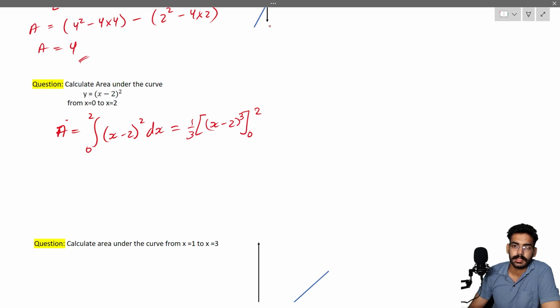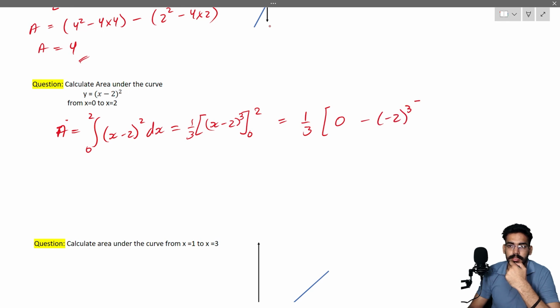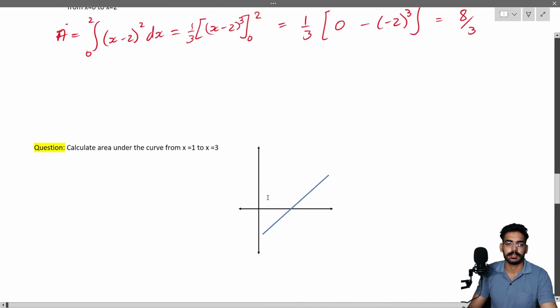First you put the value 2, then you put the value 0. So 1 by 3. First you put the value 2, you get 0, minus, and then you put the value 0, then you will get minus 2 whole cube, right? So this becomes a plus, and this is 8, so 8 by 3, right? So your answer is 8 by 3 unit square. Now let's go to the next question.